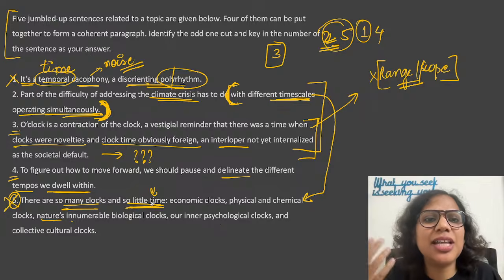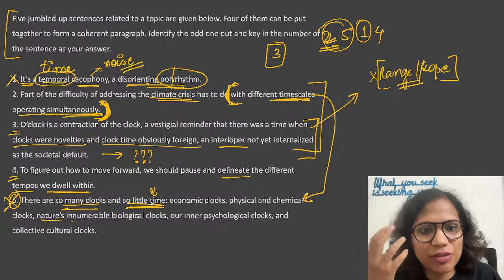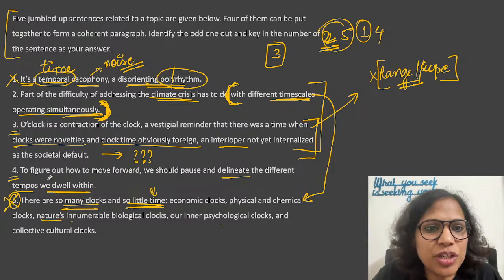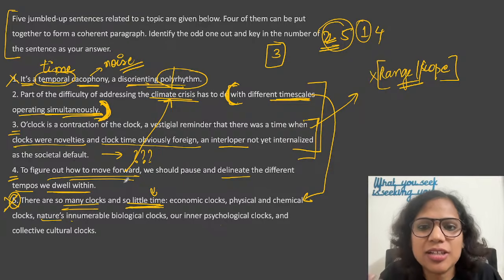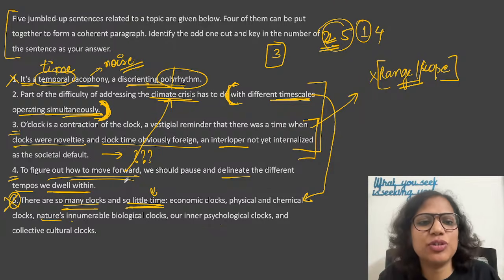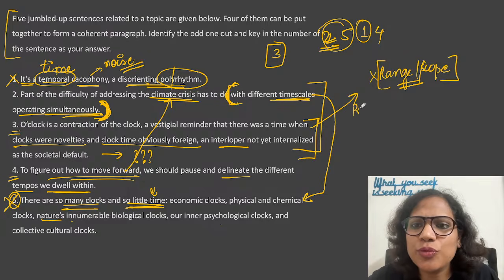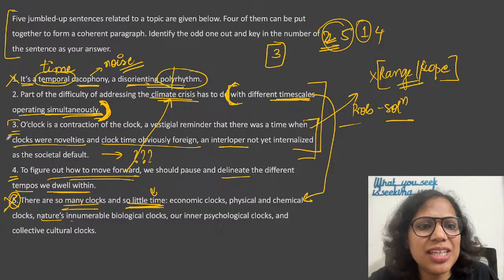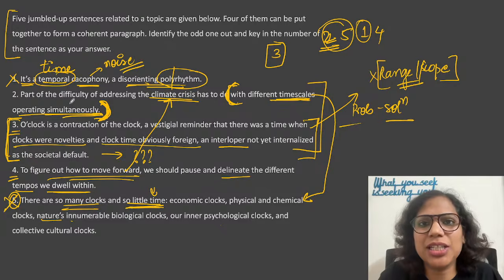जो हमारे पास little time क्यों है? Because if we want to save our earth, then we have little time, and to figure out how to move forward to address this climate crisis, हमें थोड़ा सा pause करने की ज़रूरत है and also clearly express the different tempos we dwell within. Okay, so it is a sort of a problem solution paragraph. Okay. ये प्रॉब्लम नहीं है, 3 प्रॉब्लम नहीं है इस बाकी के पैराग्राफ की, 2 is the problem that we are dealing with.